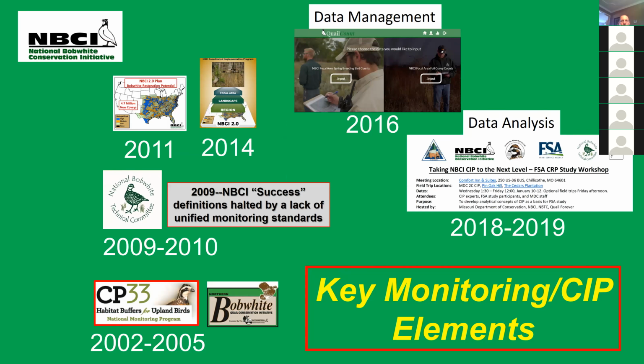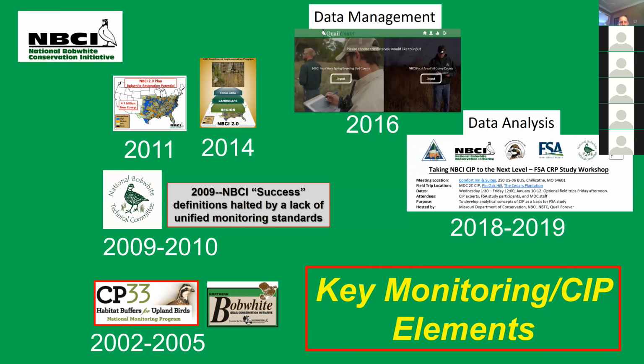However, we kind of stubbed our toes in 2009 when NBTC tried to develop some success definitions that could be adopted across the 25 states, and there really was a lukewarm interest and it wasn't very popular. However, in 2011, we launched the NBCI 2.0, which was an update of the first quail plan published in 2002. It's a spatially explicit plan, and concluded that we could produce 4.7 million new coveys if all the habitat management prescribed was implemented.